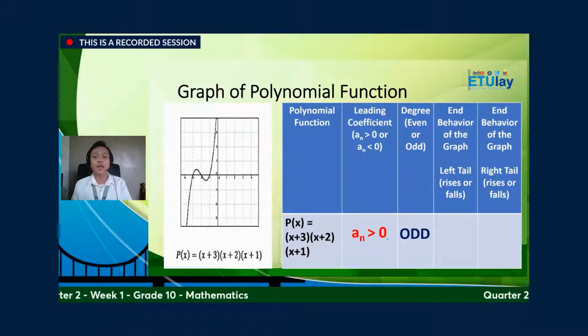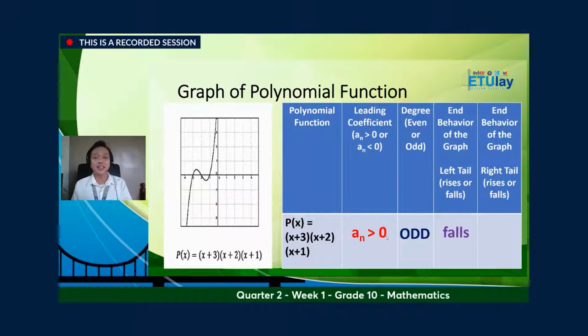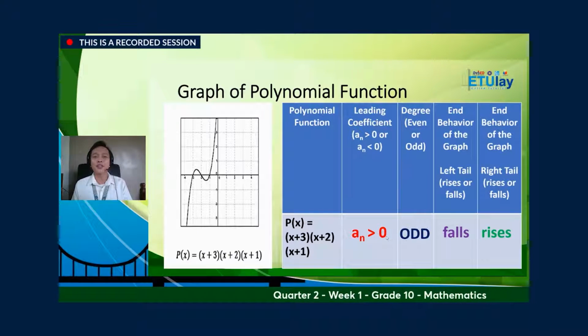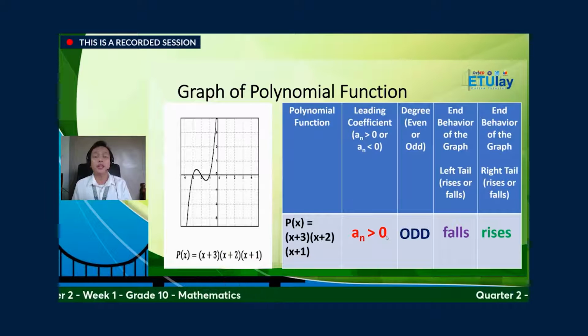How about the end behavior of the graph, the left tail? Rises or falls? The answer is falls. And if you will notice sa ating graph, sa pinaka-right tail, it rises. Very good, no? So sa pamamagitan ng pagtingin lamang sa graph, nadidescribe na natin kung ano yung mga characteristics meron ang ating polynomial function. Nakuha ba? Now let us try another example.